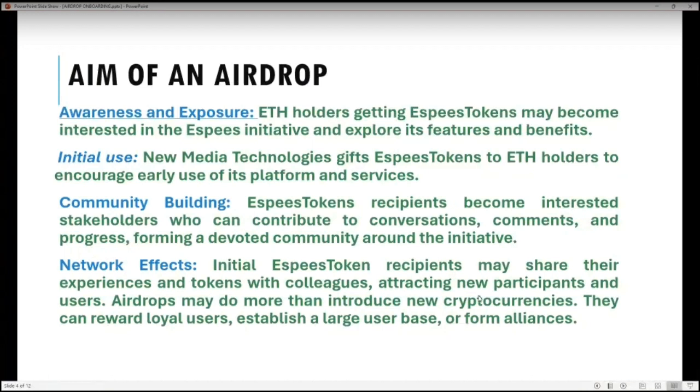Airdrops may do more than introduce new cryptocurrencies. They can reward loyal users, establish a large user base, or form alliances.